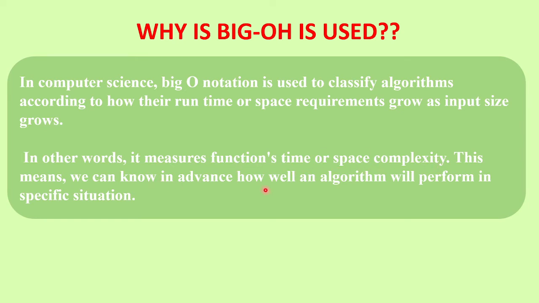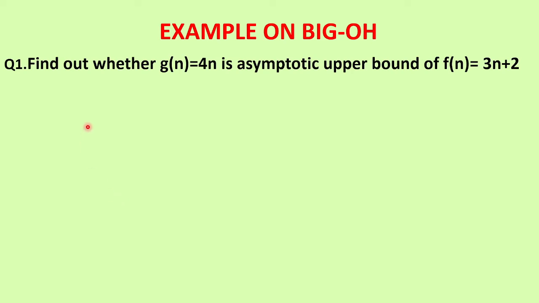This means we can know in advance how well an algorithm will perform in a specific situation. So we'll see one example on big O now. The question given is: find out whether the function g(n) = 4n is an asymptotic upper bound of f(n) = 3n + 2.